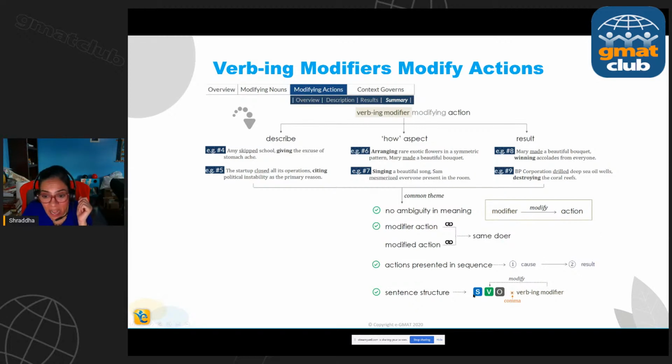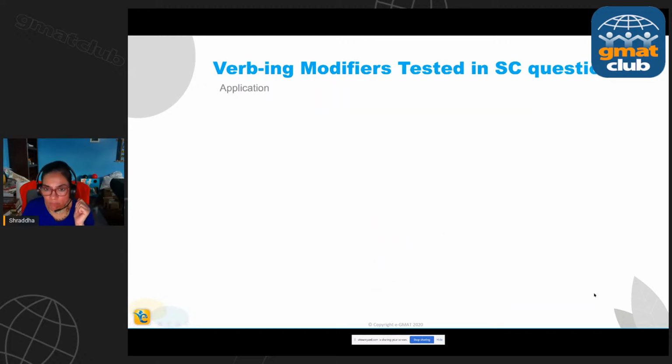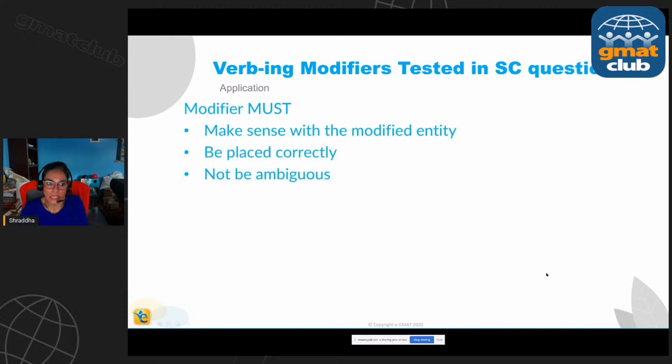It must be placed after a complete clause which has a subject and a verb, and then there must be a comma, and then there should be the comma plus verb-ing modifier. Right? So we pay attention to the structure, we pay attention to the meaning, and we keep this point in mind as well, that along with the logical modification, the modifier action must also logically associate with the doer of the modified action.